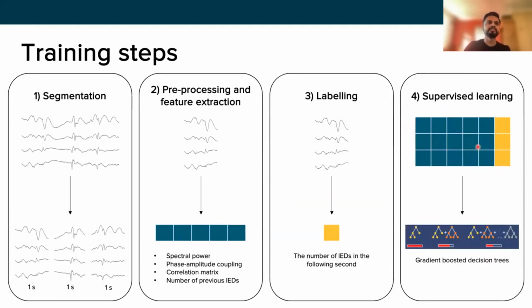And the steps involved in training were to first segment the data into second-long segments, then to apply pre-processing and feature extraction. The features that we used were spectral power, phase amplitude coupling, as well as some summary statistics of the correlation matrix between the different channels, and the number of previous IEDs that occurred, in this case in the previous minute. And then these were each labeled with the number of IEDs that occurred in the following second. Once this data set was created, supervised learning took place to produce the regression models, and gradient boosted decision trees were used for this, which are a form of decision tree ensemble.